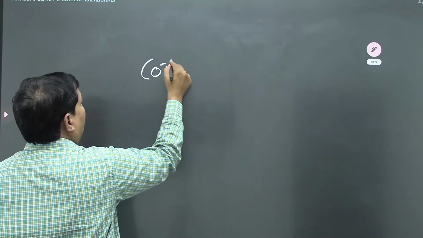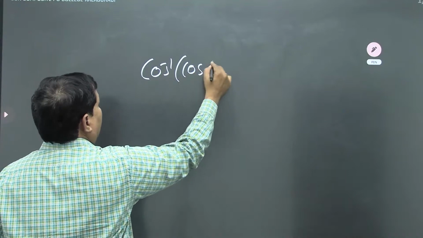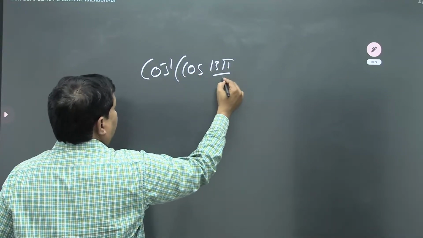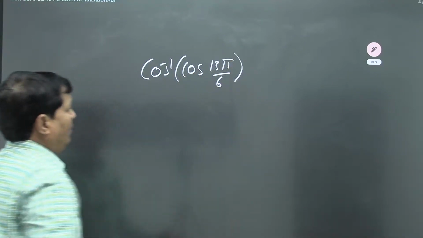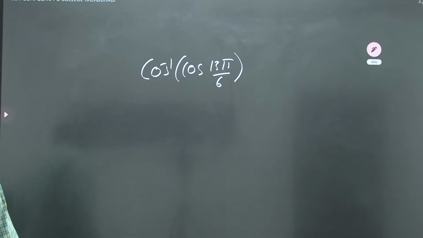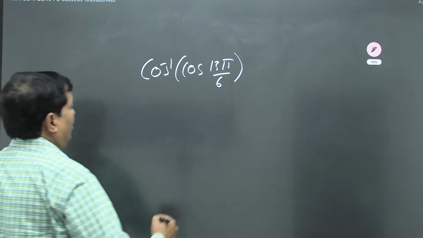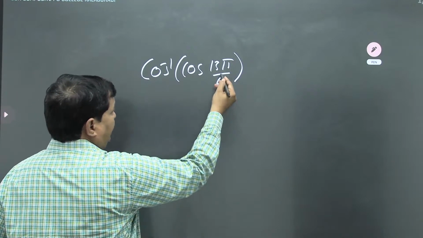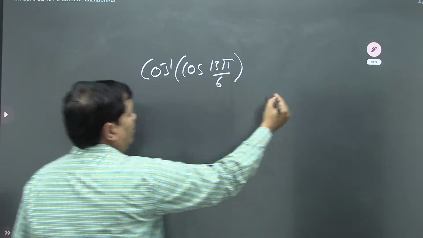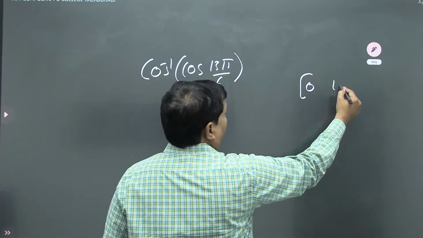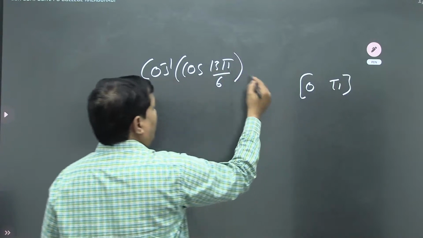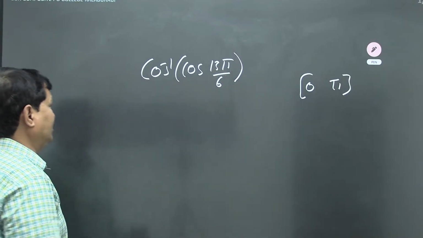Cos inverse of cos 13 pi by 6. Already 7 pi by 6 is over. 13 pi by 6, okay. Therefore, again, 13 pi by 6 is more than 0 to 180 degrees. Therefore, you cannot write directly 13 pi by 6.